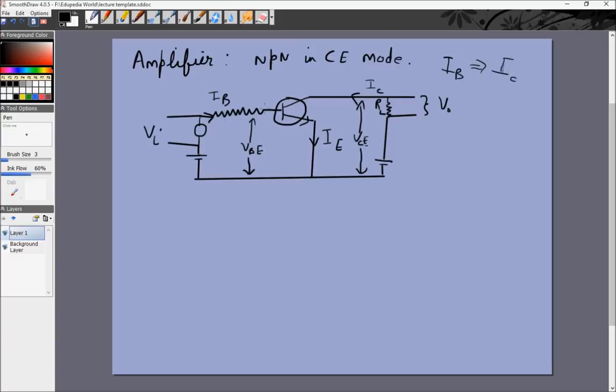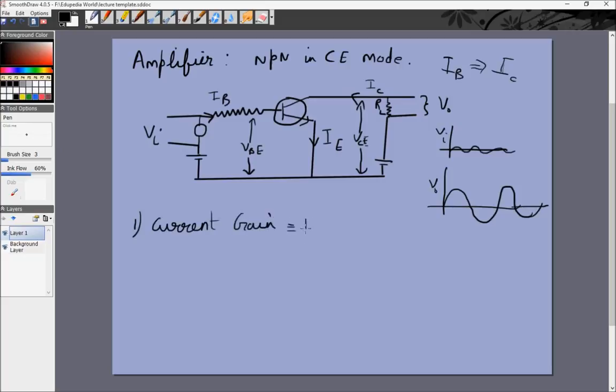Right. So if the input voltage Vi is, let's say, a loudspeaker or something like this, then the output voltage V0 will end up being something like this. It will have the same period, of course, but it will be greatly amplified. And the parameters for this transistor used as an amplifier are: the first is the current gain, which is symbolized by beta. That is equal to approximately 50 usually.